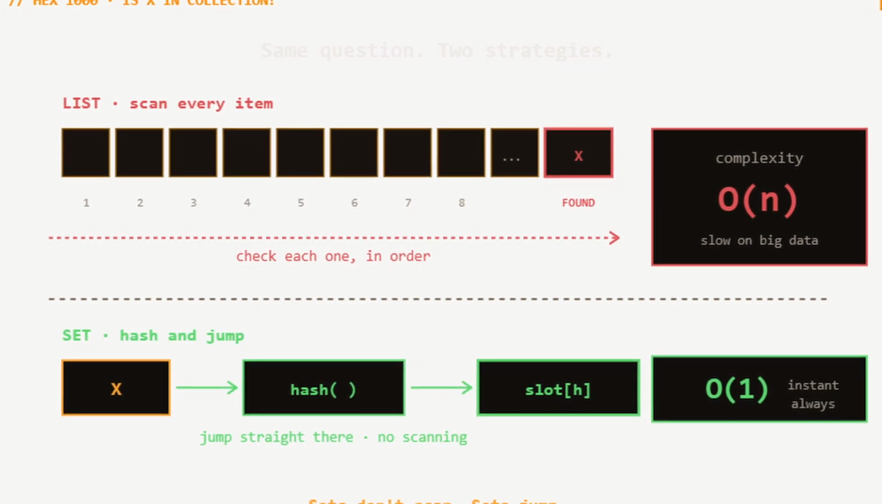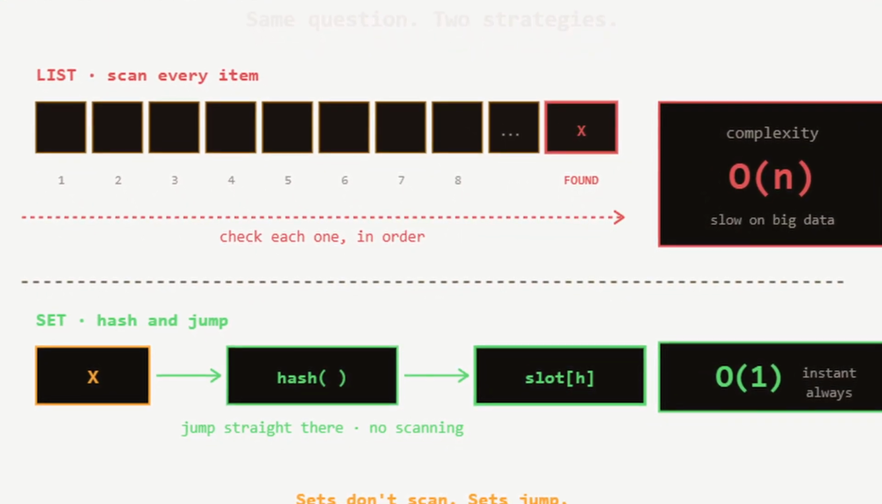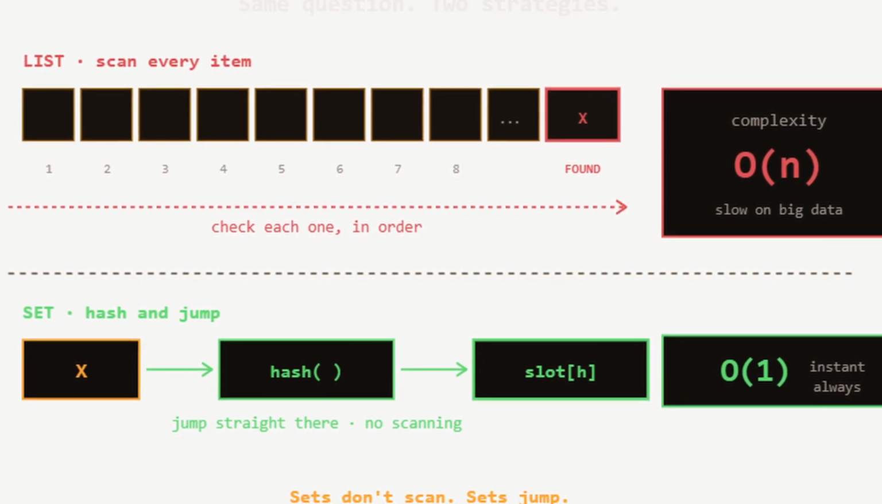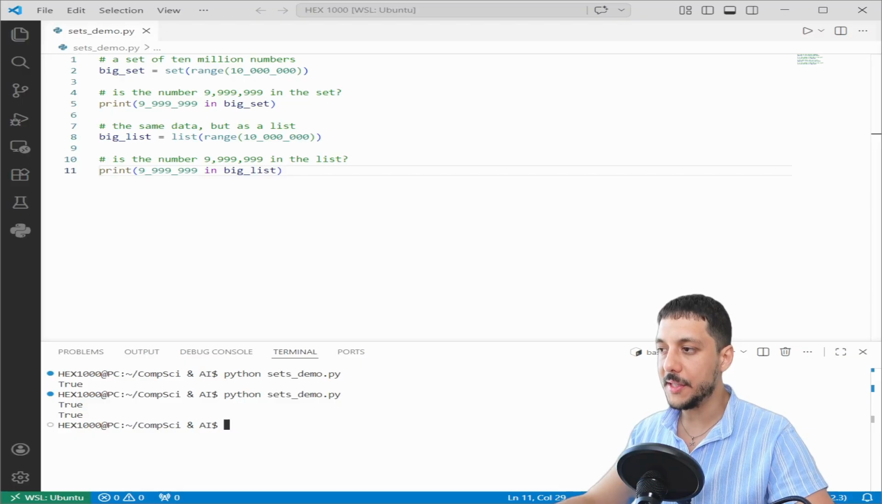Python had to scan every single item in the list one by one until it reached the very last one, because that's where 9,999,999 is. Sets don't scan, sets jump. If your code asks, is X in this collection a lot, and the collection is more than a few hundred items, use a set, always, because that will be faster.